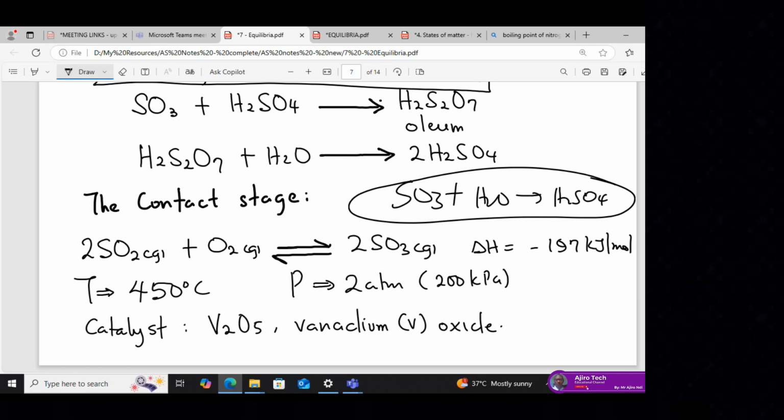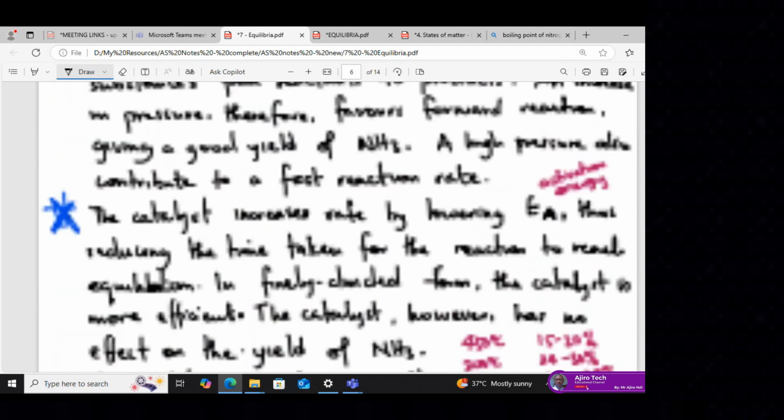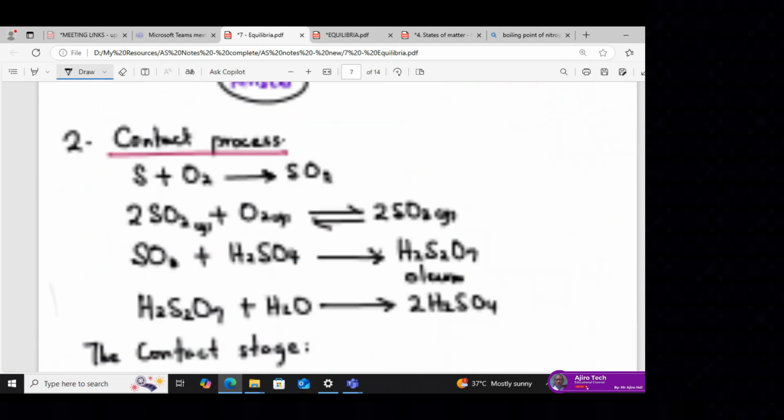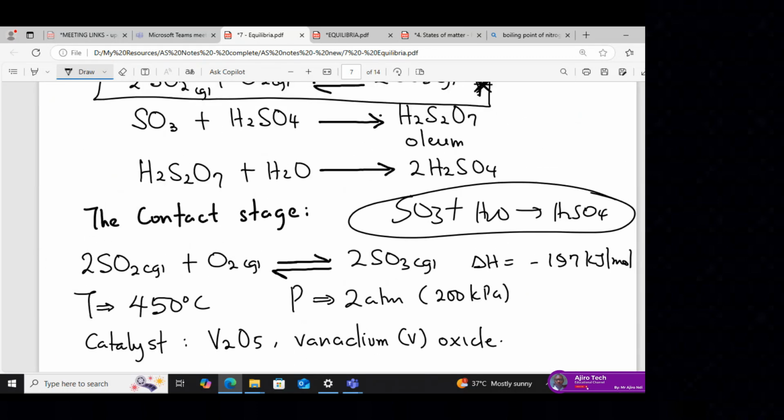The full reaction is exothermic, and more exothermic than the Haber process. The Haber process is minus 92 kilojoules per mole. This one is minus 197, more than twice that. So it's highly exothermic. Is that okay? Temperature again is 450 degrees Celsius, pressure 2 atm, then catalyst V2O5. Let's talk about it now.